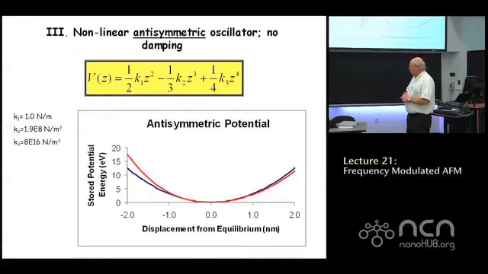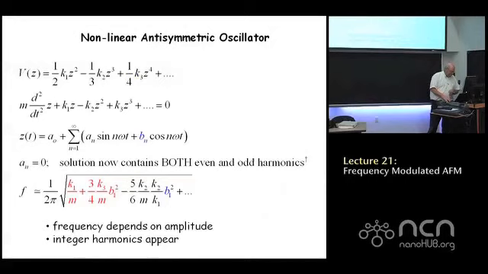So we're trying to work our way up to the real problem of what happens when the tip oscillates in a well determined by the tip sample interaction forces. This gets more complicated to solve, but basically the way to solve the problem is you have to say that the displacement is now an infinite sum of sines and cosines.